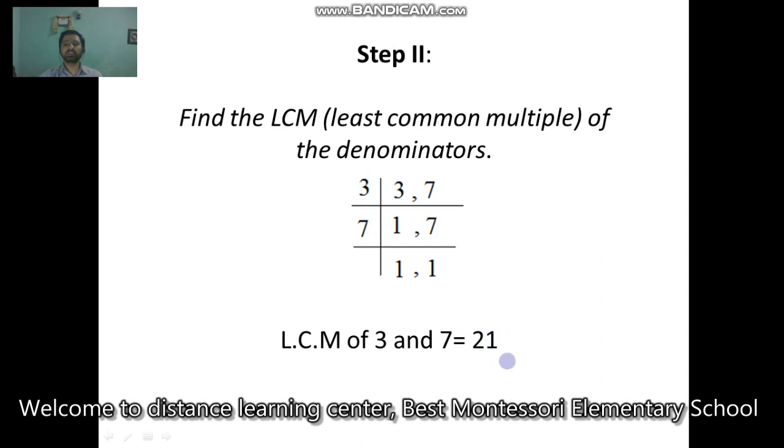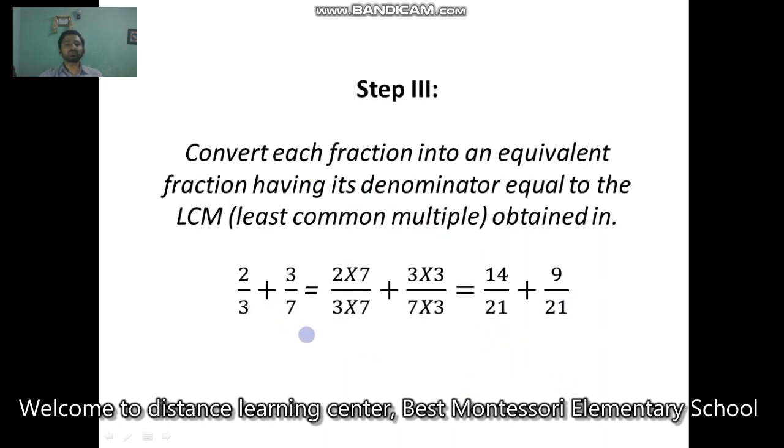Now we try to make both denominators the same as the LCM. The first denominator is 3, and we try to make it 21. The second denominator is 7, and we try to make it 21. How? To get 21 from 3, we multiply by 7. And we are not allowed to multiply only the denominator by 7; we multiply both the denominator and the numerator. That means 2 7s are 14, 3 7s are 21. Look, the denominator has become 21 in the first fraction.